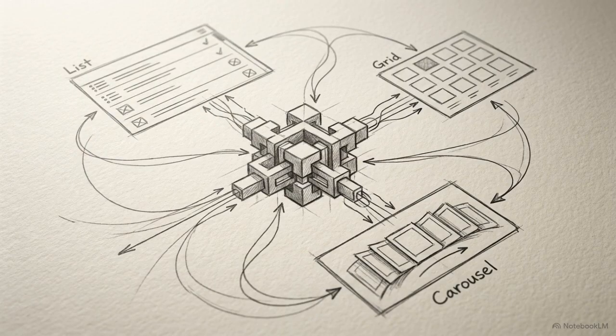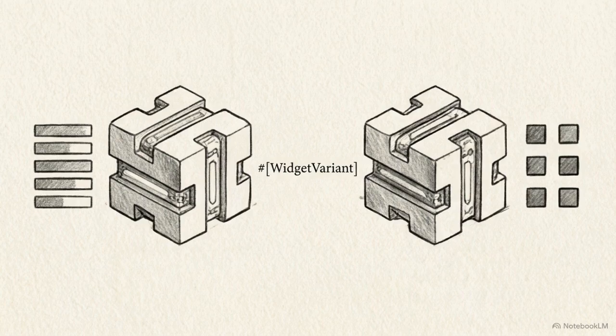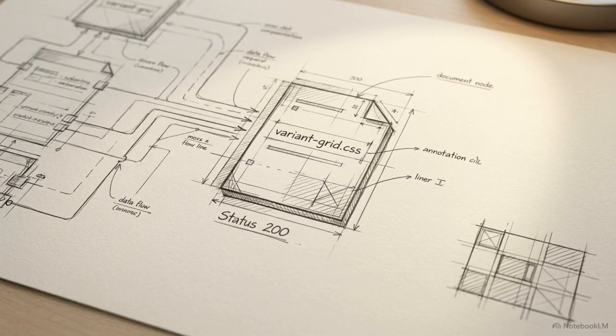Now we apply visual options to our data. Introduce the widget variant attribute to define multiple visual styles, such as a list view versus a grid view, for a single widget's data. Variants allow you to declare targeted CSS assets. This ensures the browser only loads the specific styling code required for the currently active variant.